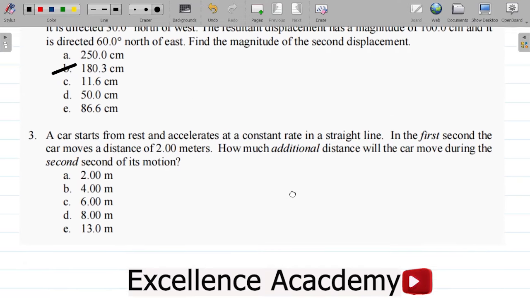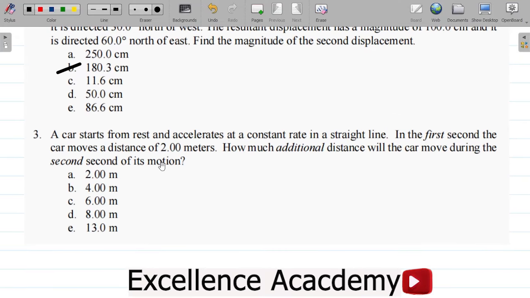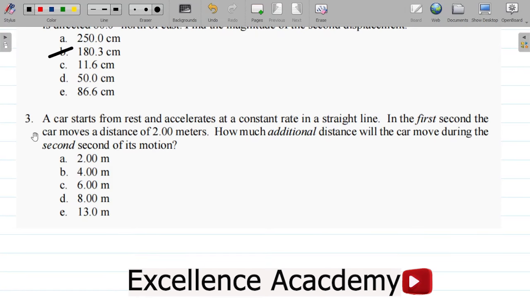Here's question 3. You solve this. Leave your answer in the comment section and I'll tell you if you're correct. Question 3 says a car starts from rest and accelerates at a constant rate in a straight line. In the first second, the car moves a distance of 2.00 meters. How much additional distance will the car move during the second of its motion? You have your options here. Try these questions, leave your answer in the comment section, and I will tell you if you're correct or not.